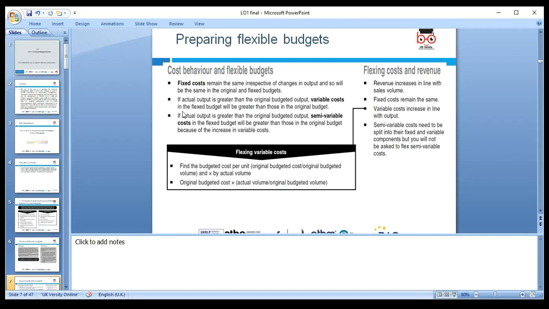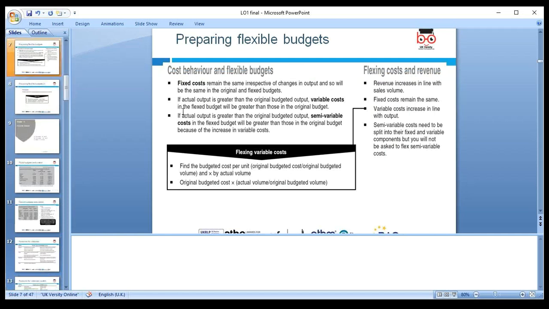When we do the budget, you always have to be aware of cost behavior. What is cost behavior? Fixed cost is a cost that won't change. Variable cost changes with the level of output. If you produce more, your overall variable cost will be more, but technically the unit variable cost should go down.